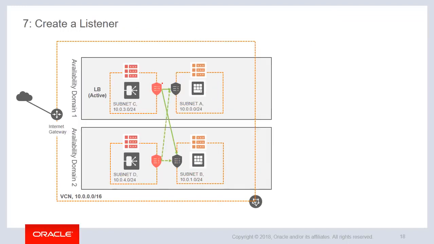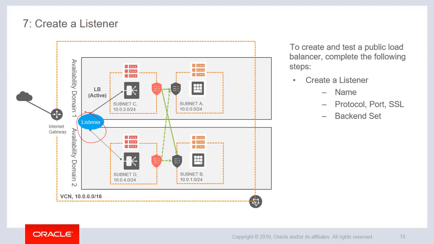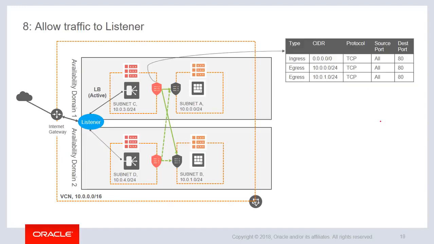Now the last step is to create a listener here. Remember, it's a public load balancer, and for the listener, you create a name, you provide a port number, and you associate a backend set with the listener. Once you create a listener, you also have to allow traffic to the listener, right? So right here it's showing ingress, the traffic is coming at port 80 for the listener, and the traffic is going to these two subnets.